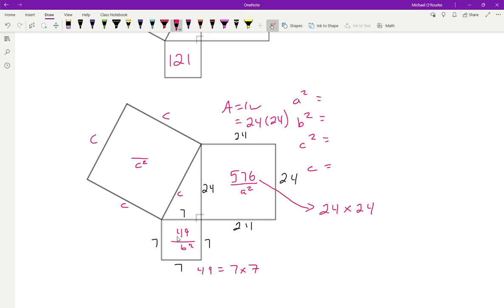And then we add these together to get this one. Remember how our two blocks add up? 576 plus 49 equals this number. Then we take the square root.